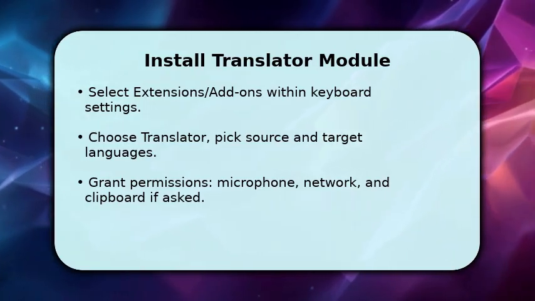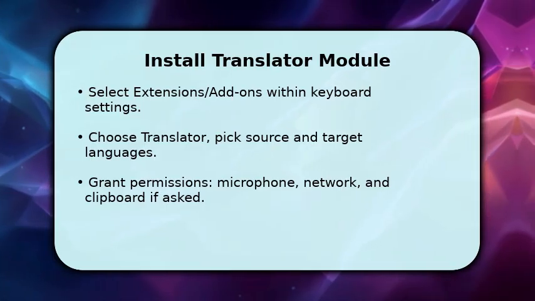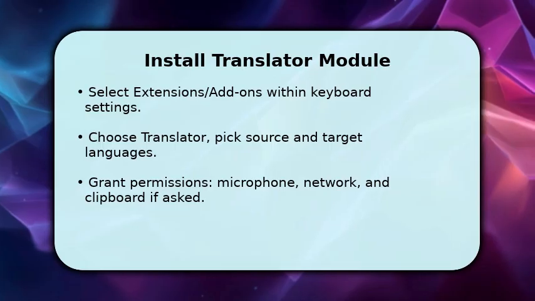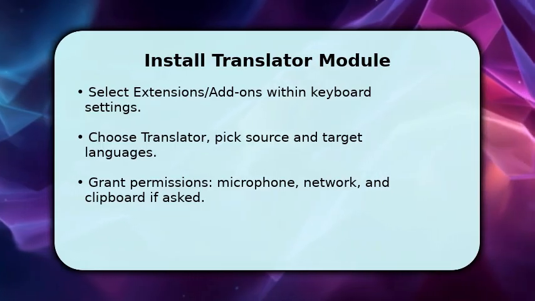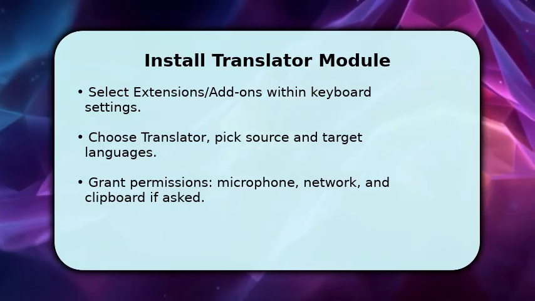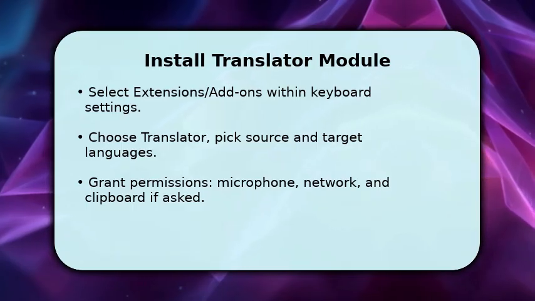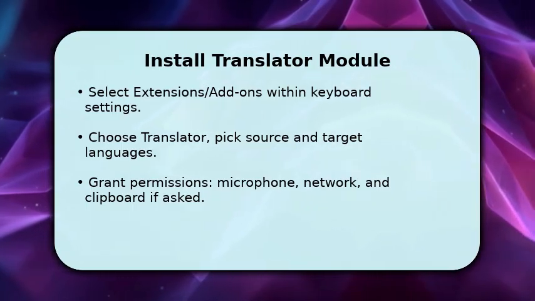Next, choose the translator module, pick the source and target languages you need, and confirm any language data downloads. Make sure to allow permissions: microphone for voice translation, network for online lookup, and clipboard for quick paste translations, because without these the translator will be limited.